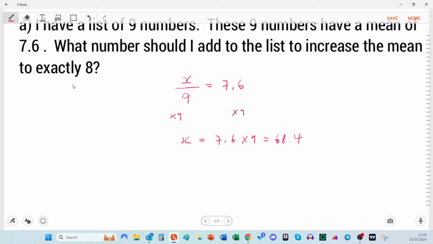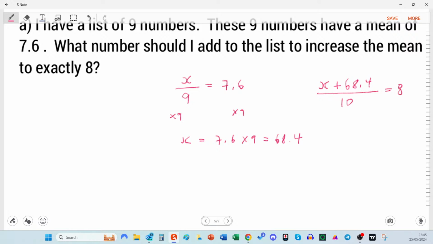Interesting. So if it was 8 instead, let's call it y. If you add another number, it's actually out of 10, isn't it? So y divided by 10 equals 8. And we could call it x plus, we haven't got space, we could call it x plus 68.4 all over 10 equals 8.